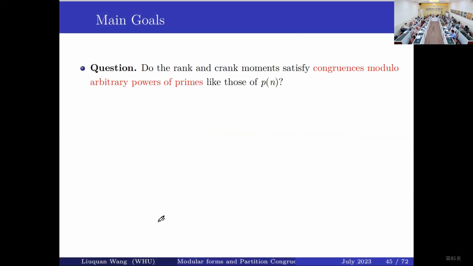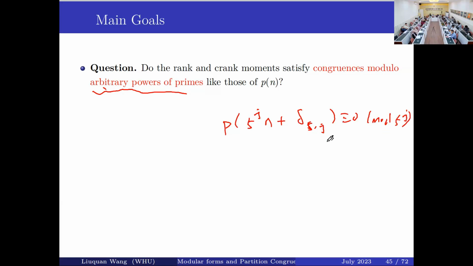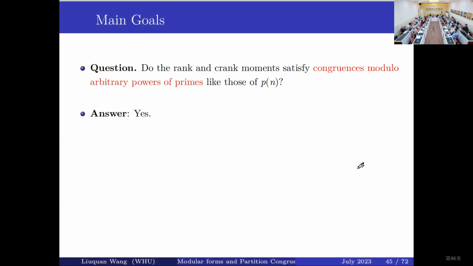So a natural question arises here. Do the rank and crank moments satisfy congruences modulo arbitrary powers of primes like those of p(n)? Because for p(n), if you remember, we have p(5^j n + λ_j) divisible by 5^j. We have such kinds of congruences modulo 5 to the j-th power. This holds for any j greater than or equal to 1. So we want to know whether the rank and crank moments have similar congruences modulo arbitrary powers. And the answer is yes.